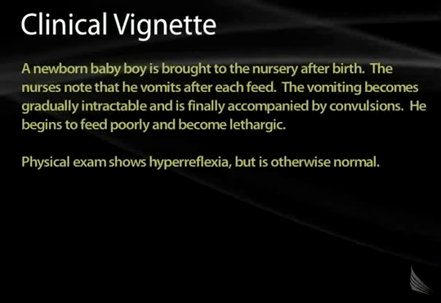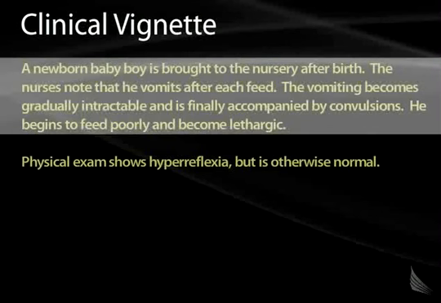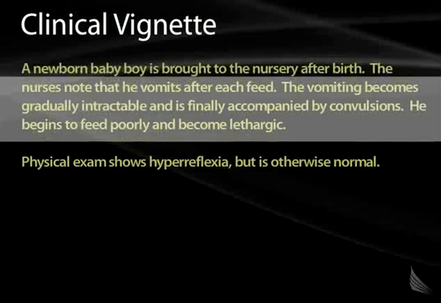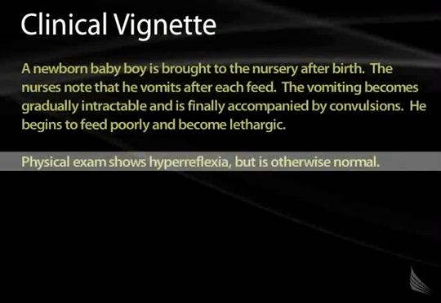Now, the urea cycle can have inherited defects, one of which is illustrated in the following clinical vignette. A newborn baby boy is brought to the nursery after birth. The nurses note that he vomits after every feed, and the vomiting becomes gradually intractable and is finally accompanied by convulsions. He begins to feed poorly and becomes very lethargic. Physical exam is significant for hyperreflexia, but is otherwise normal.